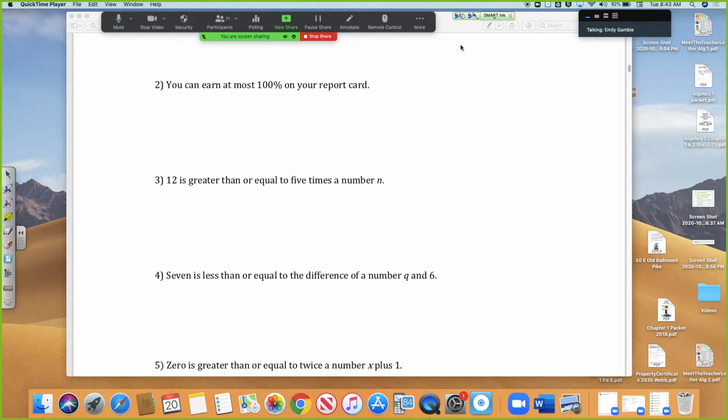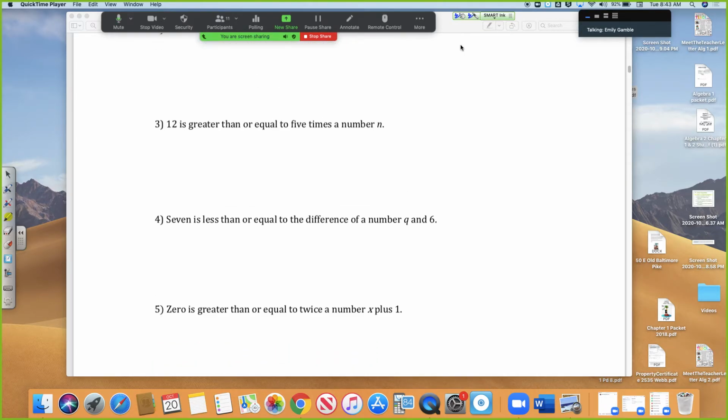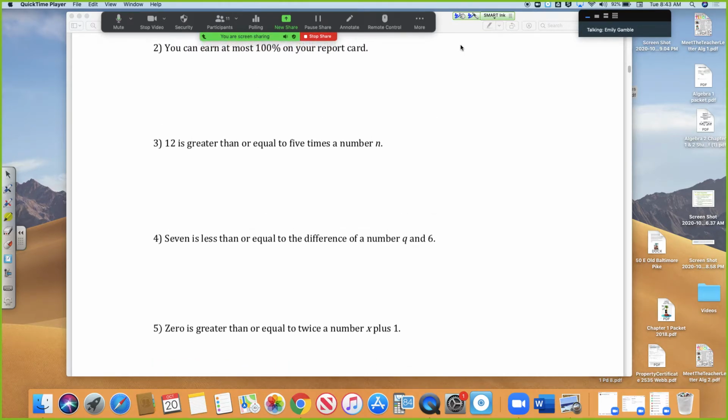I'll scroll down so you guys can see the rest of them. It just goes to 5, so I'll just scroll down 2 to 5.